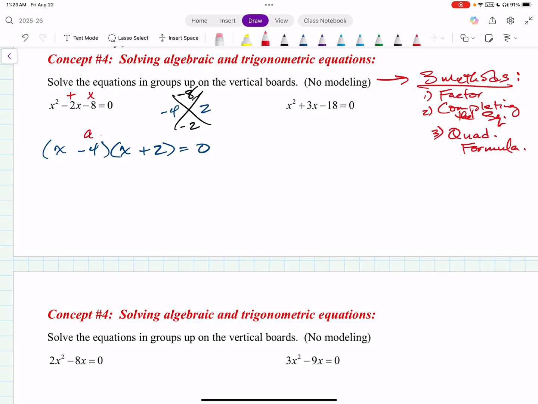And then we have a zero product. Okay, if we have something A times B equals 0, that tells me that either A has to be 0 or B has to be 0. That's called the zero product rule.